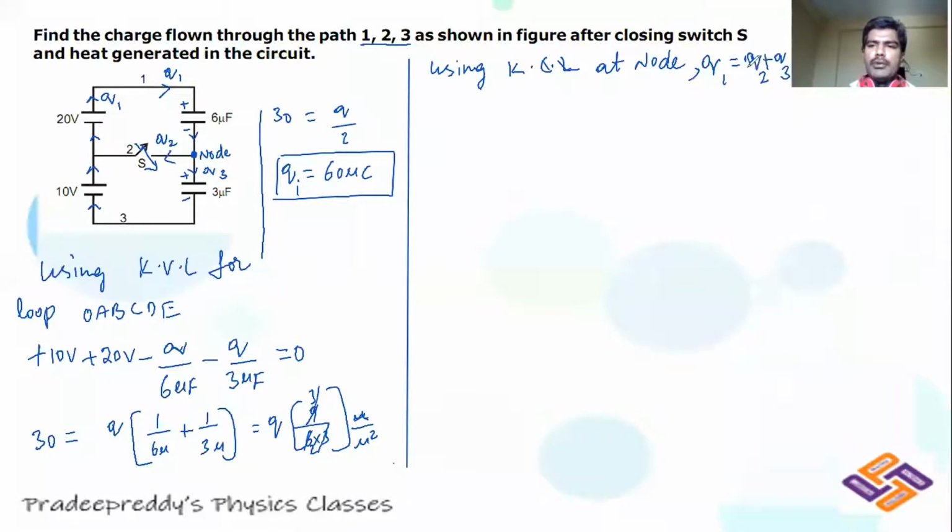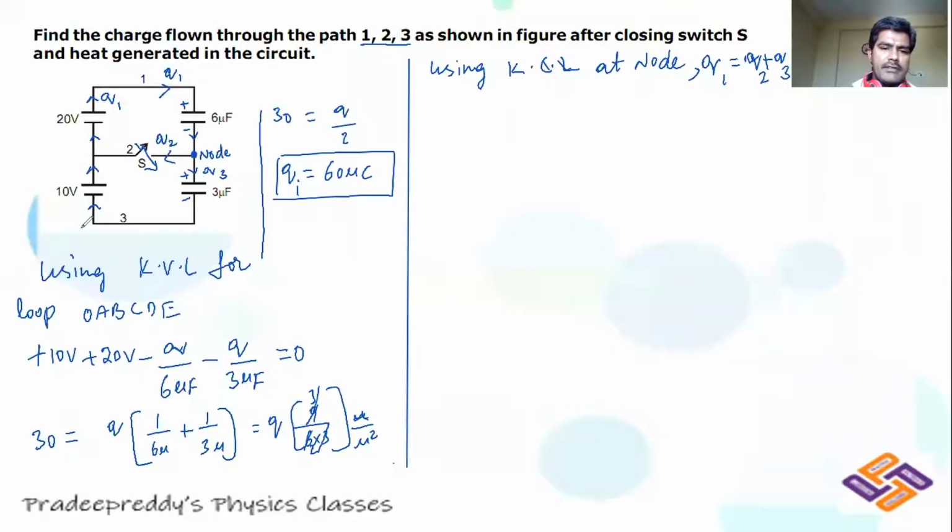Two unknowns are there. Q2 and Q3 are the two unknown charges in the circuit. If you find out Q2 and Q3, it means that Q1 is obtained. So how many unknowns are there in the circuit? Two unknowns, Q2 and Q3. Q1 is obtained once you calculate Q2 and Q3. So in order to find out Q2 and Q3, what you will do is take two loops.